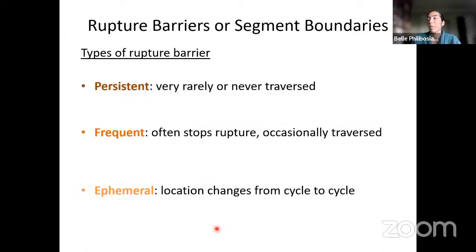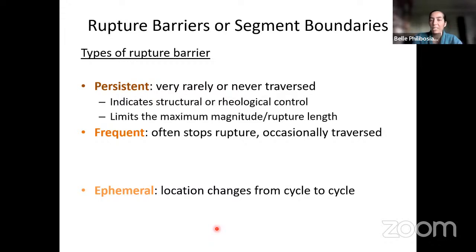So one concept that's very important to answering these questions is the idea of a rupture barrier or a segment boundary. These are points along the fault interface where earthquake ruptures tend to stop. And we can divide these into three categories. One would be persistent. In this case, this is a point where very rarely or never does an earthquake cross this point on the fault.